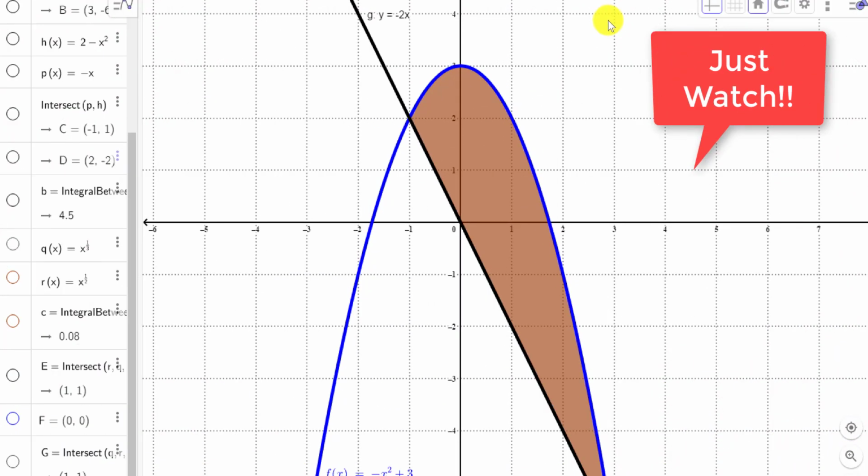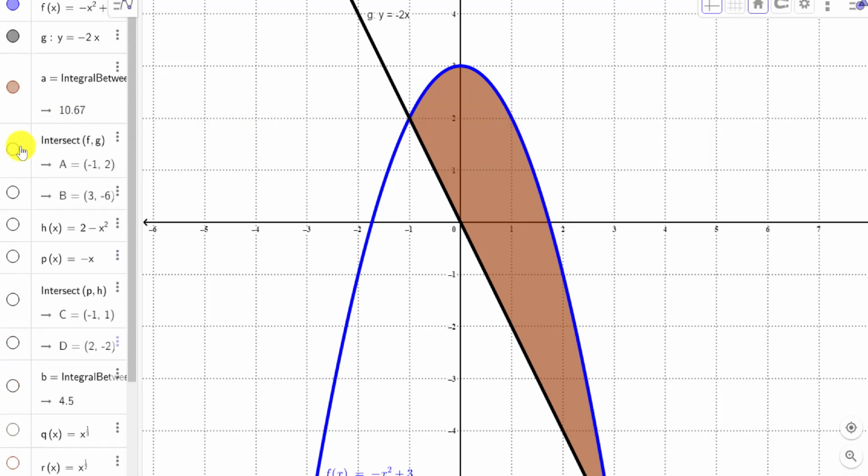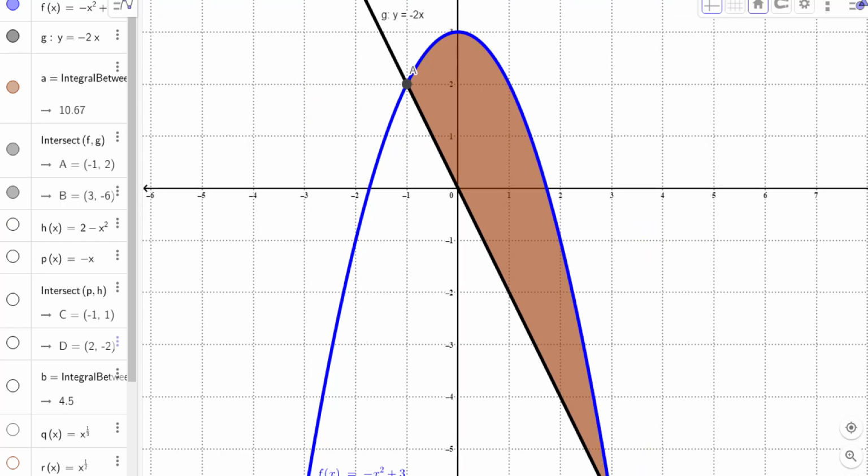Example 2, we're going to look at how to find the integral between two curves when limits are not given. As in this example, we're trying to find this region in here between these two curves. So notice that these two curves intersect right here at point A and at point B down here. This is actually how we're going to determine our limits, by evaluating this x-coordinate and this x-coordinate.